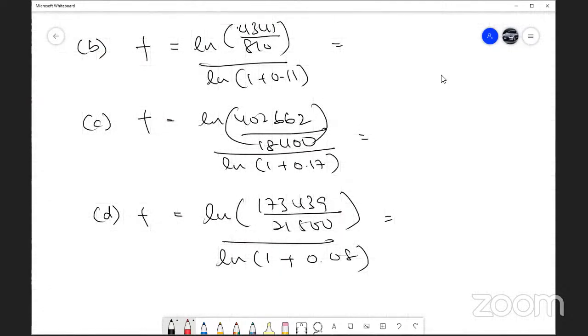So this is how you count N. Those with a calculator, very simple, just key in and compute your N. You must be getting 16.09 years, 19.65 years, 27.13 years.